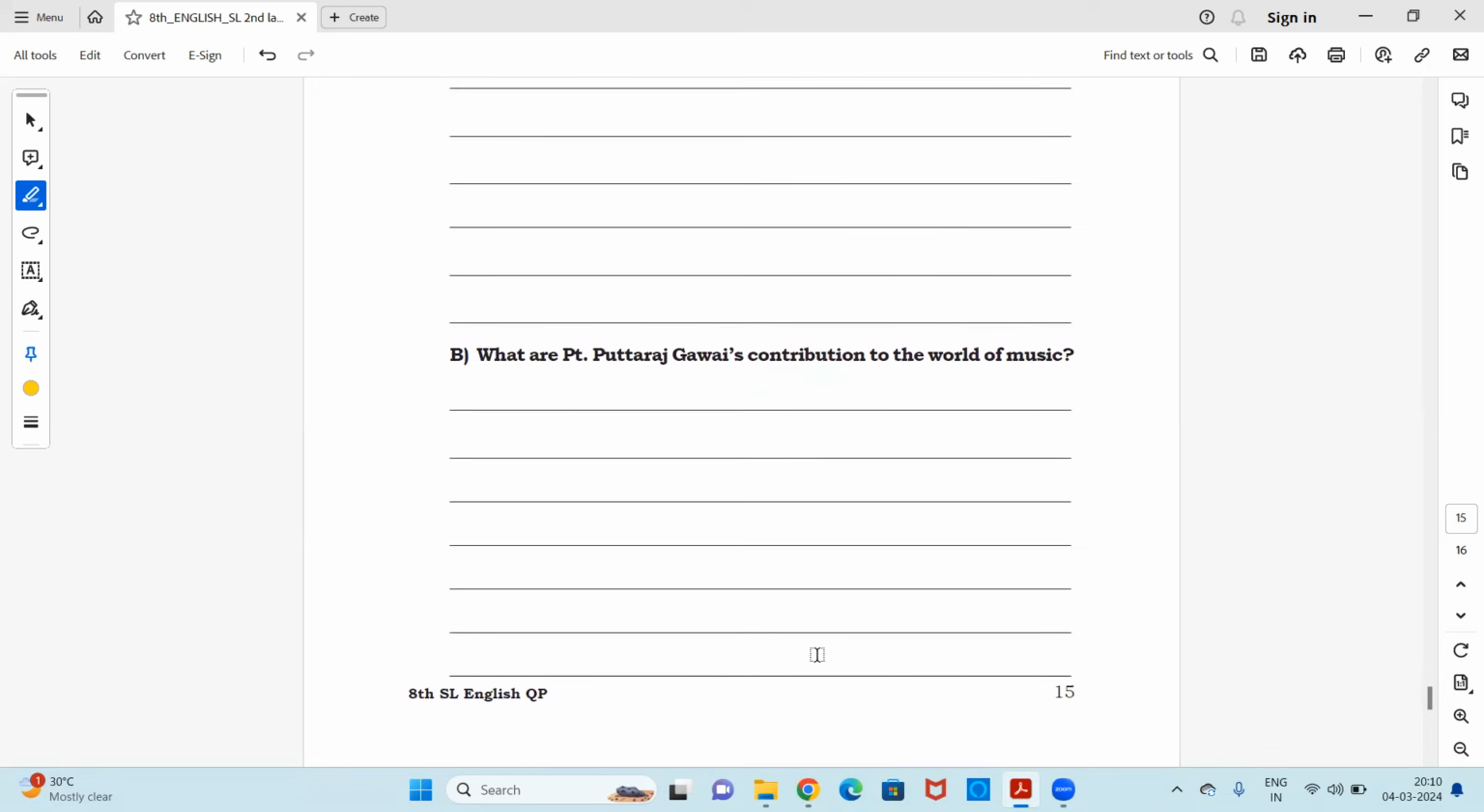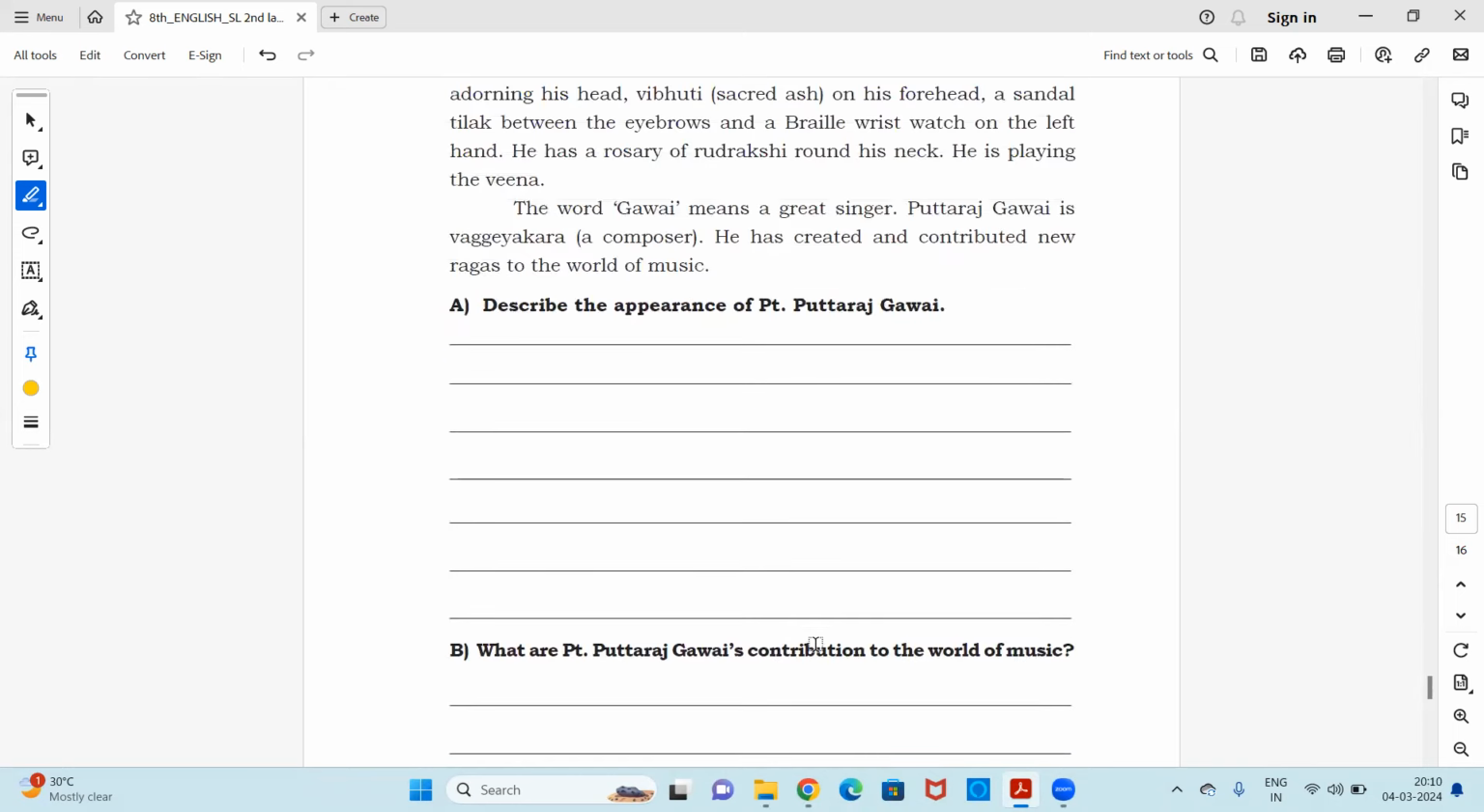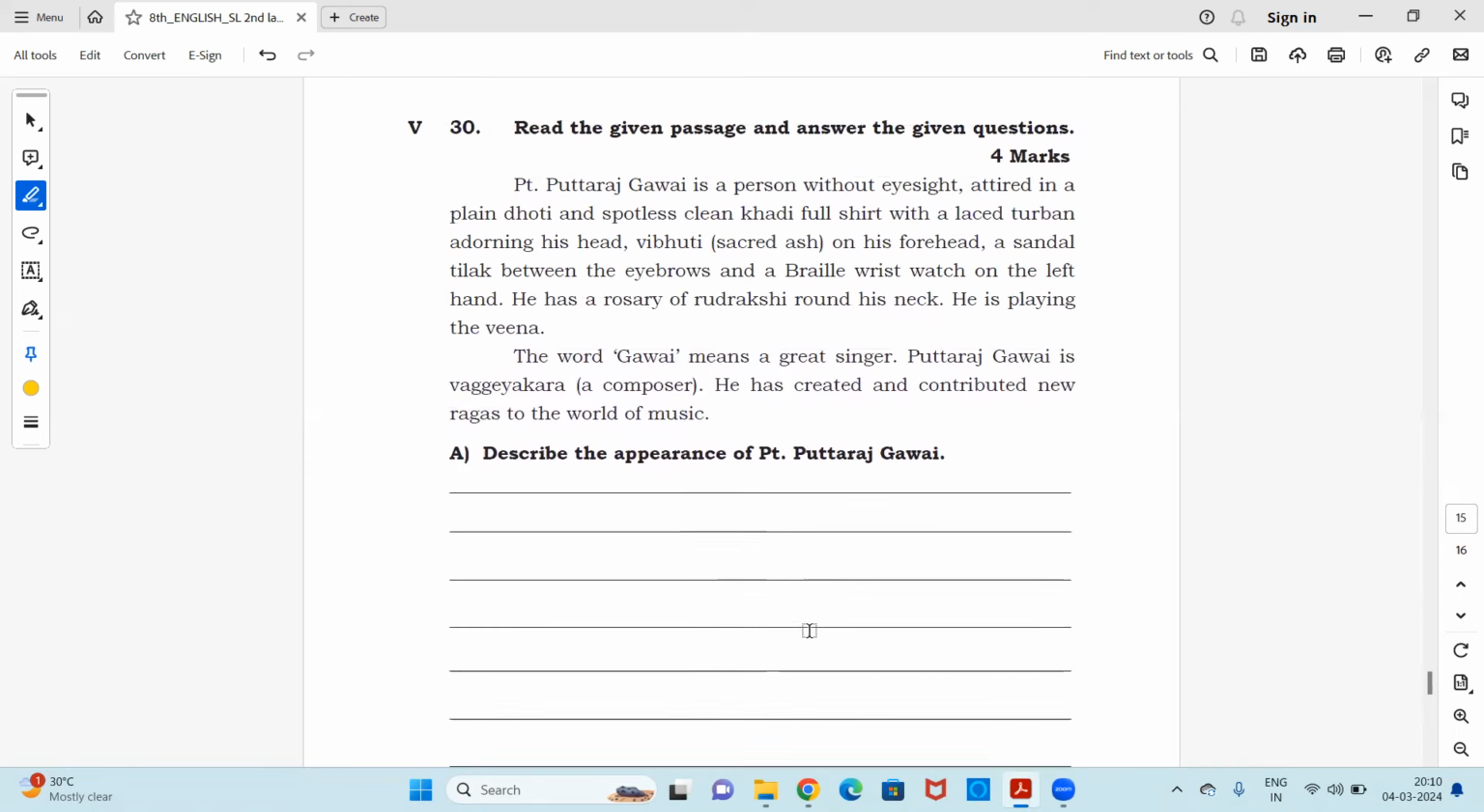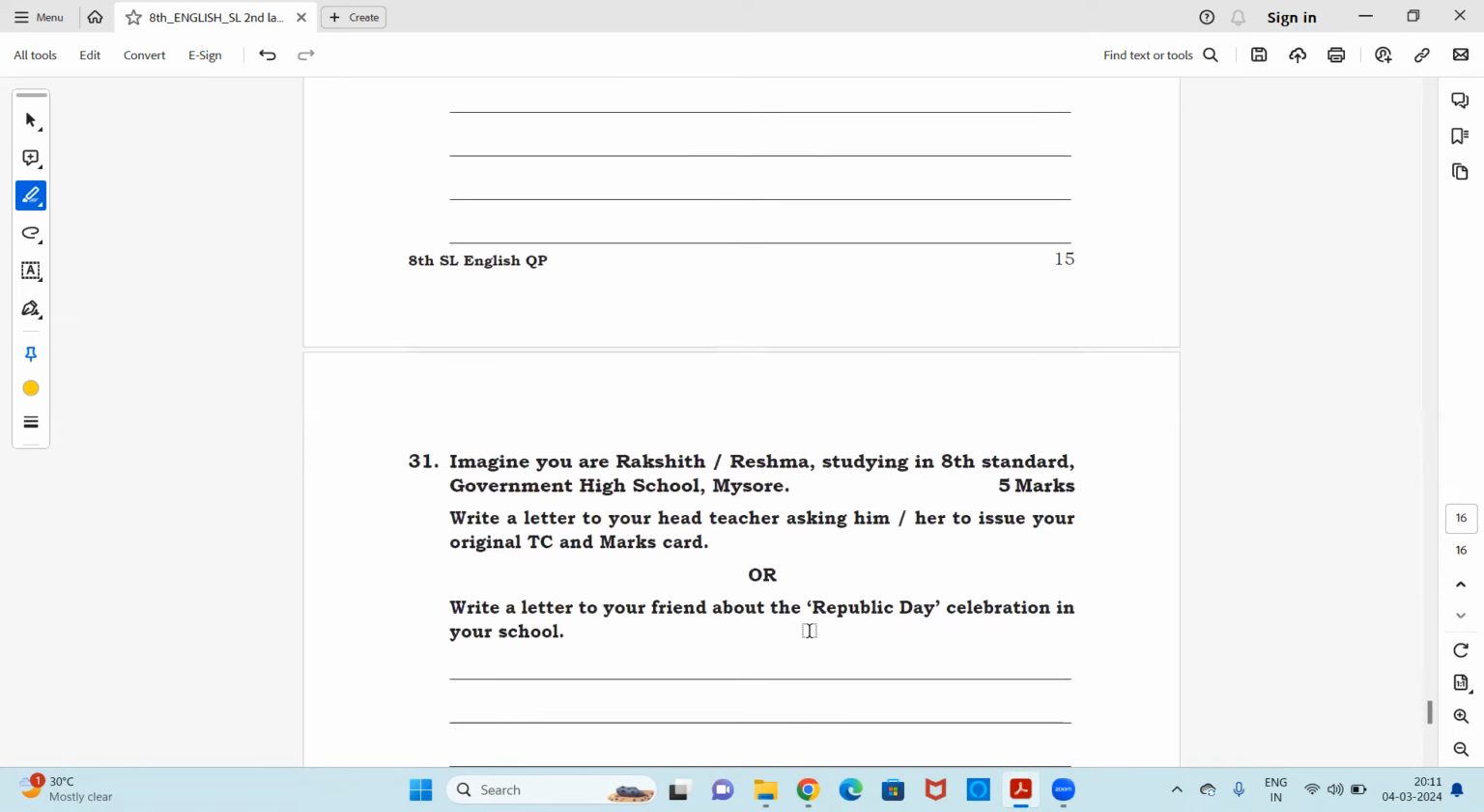Next question is, what are Pandit Puttaraj Gavai's contributions to the world of music? Again, you can refer to this paragraph. Okay, you can go back, pause the video, and find the answer.